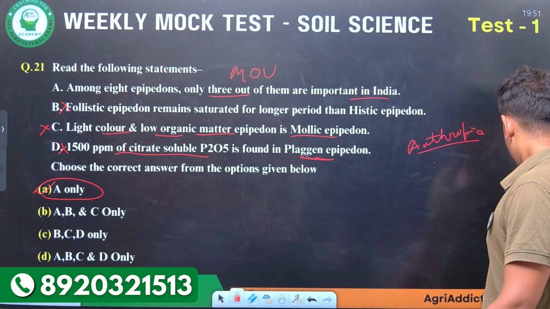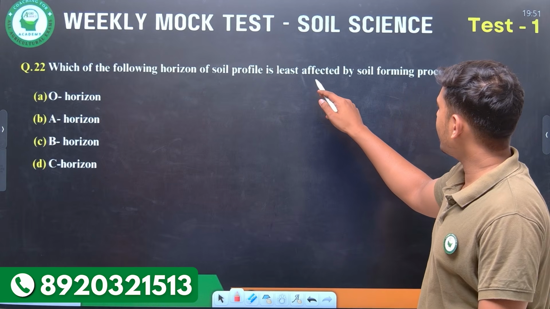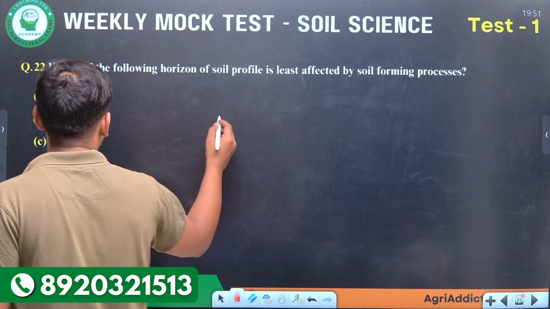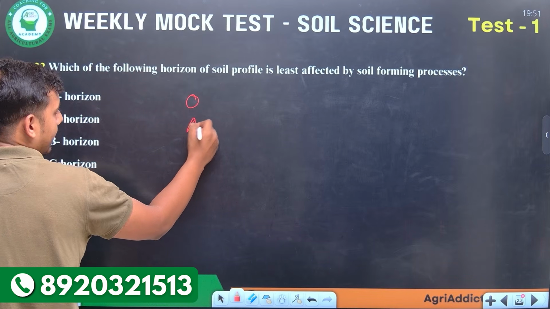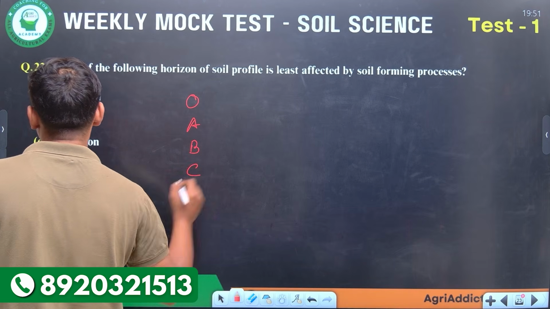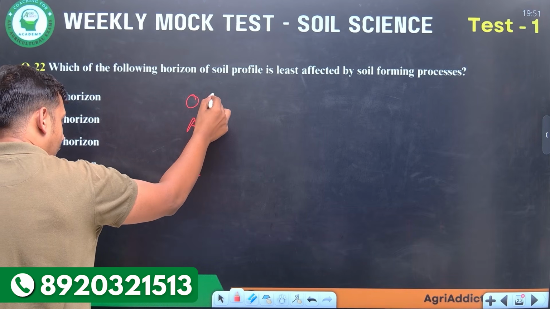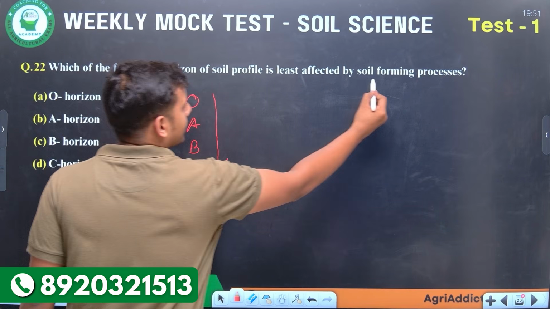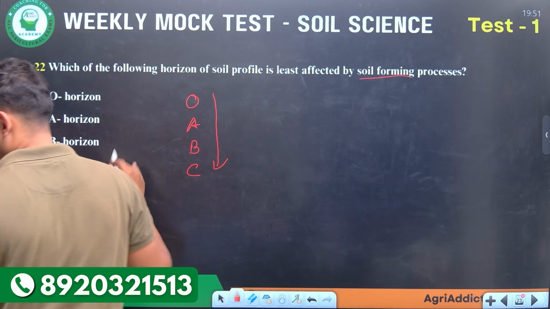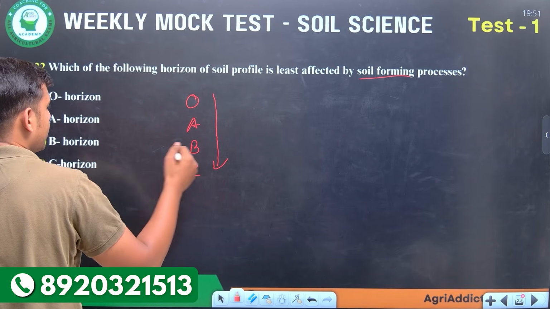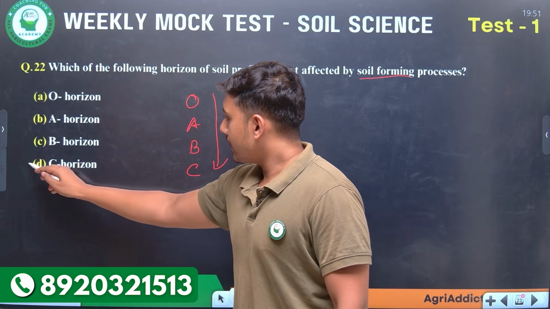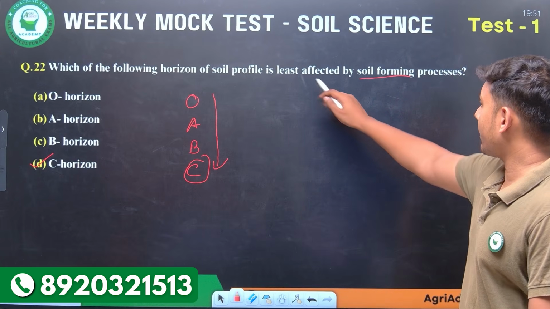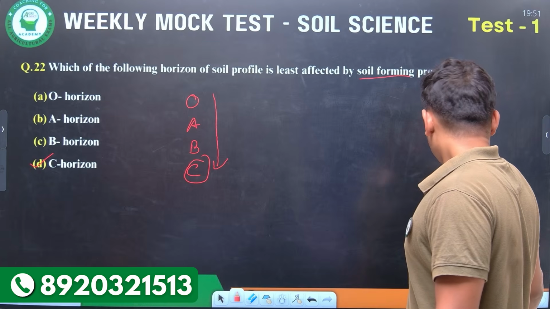Okay. Now next question. Which of the following horizons of a soil profile is least affected by soil forming process? Here we know the horizons, right? O, then comes A, then comes B, then comes C. As much as we go deeper into the soil, the effect of the soil forming process reduces. So the C horizon, being the deepest layer of the horizonation, will be least affected by the soil forming process.